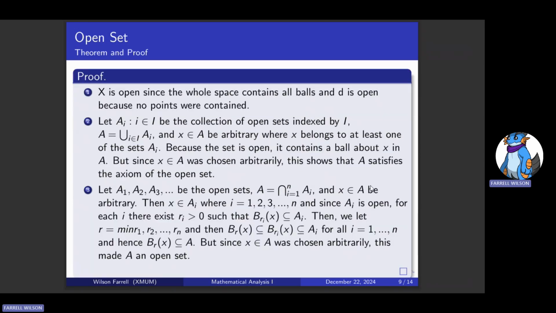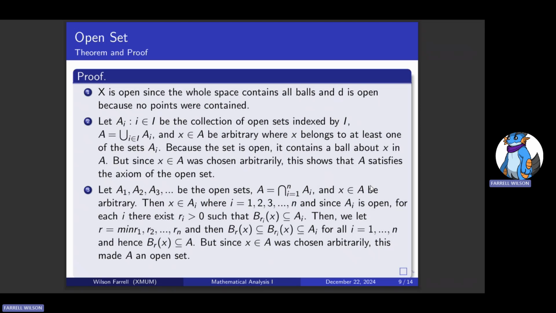To prove that, we need to prove each of the axioms. X and the empty set can easily be considered open, since the whole space contains all the balls, and the empty set has no points that it needs to contain.